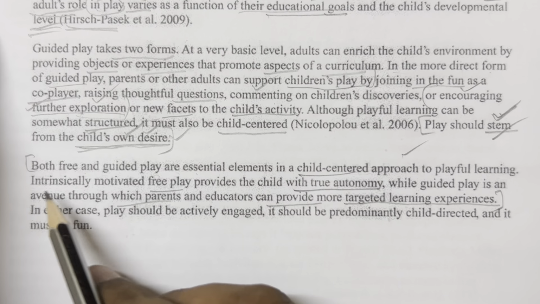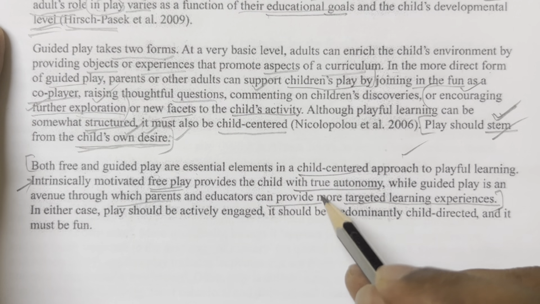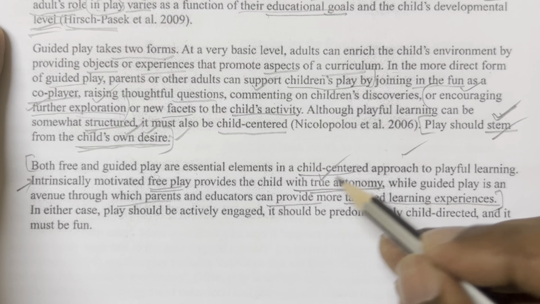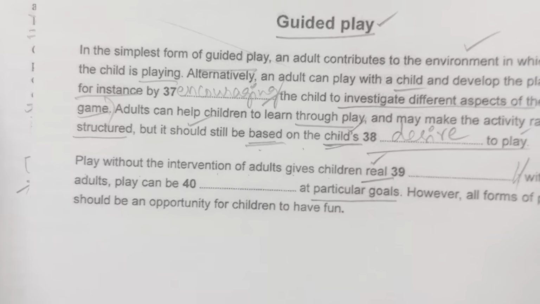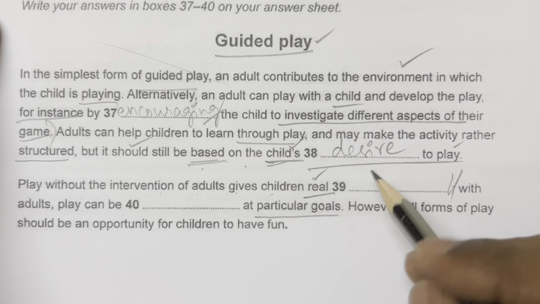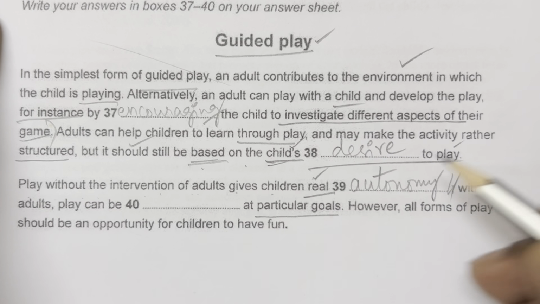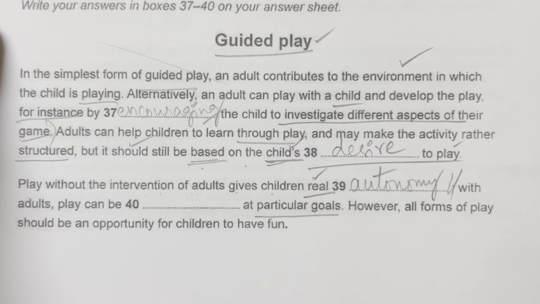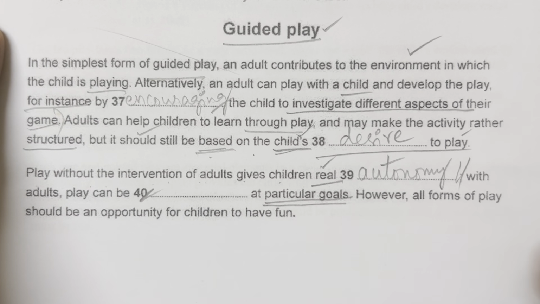Okay, read this sentence, guys. Intrinsically motivated free play provides the child with true autonomy. True means real. So here it is given true, but in the blank he said real. So what is the answer? Play without intervention of adults gives children real autonomy. Right? Okay. With adults, play can be dash at particular goals.